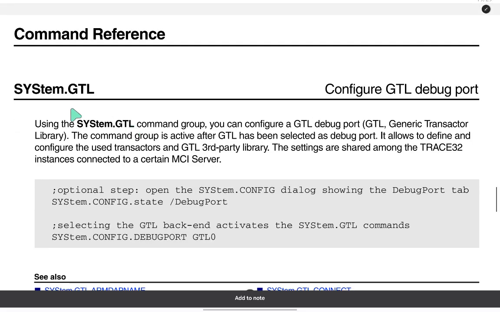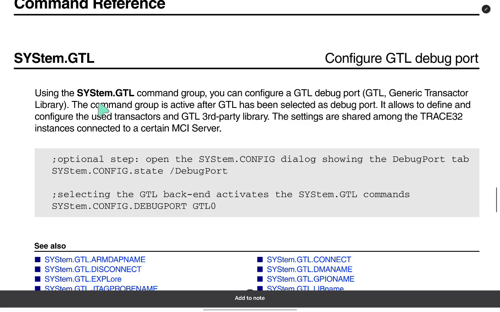Command reference: sys.gtl configure GTL debug port. Using the sys.gtl command group, you can configure a GTL debug port, GTL generic transient library, so that the command group is active after the GTL has been selected as the debug port. It allows you to define and configure the used transactor and the GTL third-party library. The settings are shared among the trajectory instances connected to a certain MCI server.